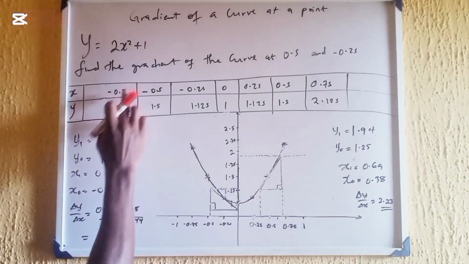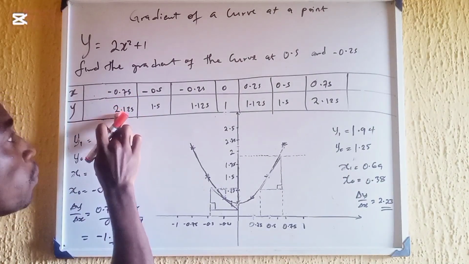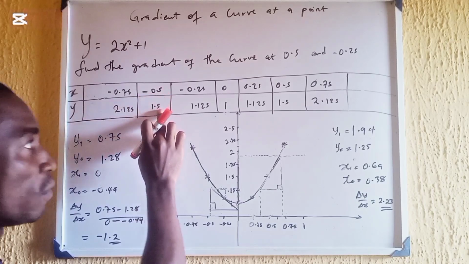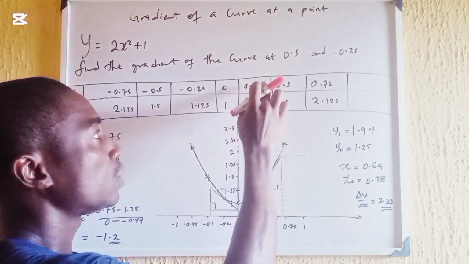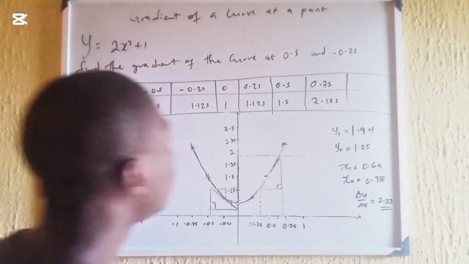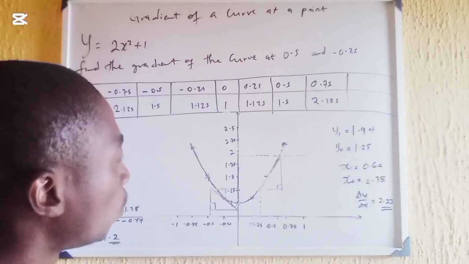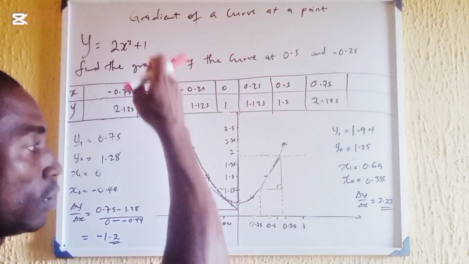So at minus 0.75, if you use your calculator, you'll be getting 2.125. Then here you get 1. Here you get 1.125. At 0, you have 1. Then at 0.25, you have this. You have this and you have this. So when we plot the graph, what are we going to get? We are going to get a curve like this.